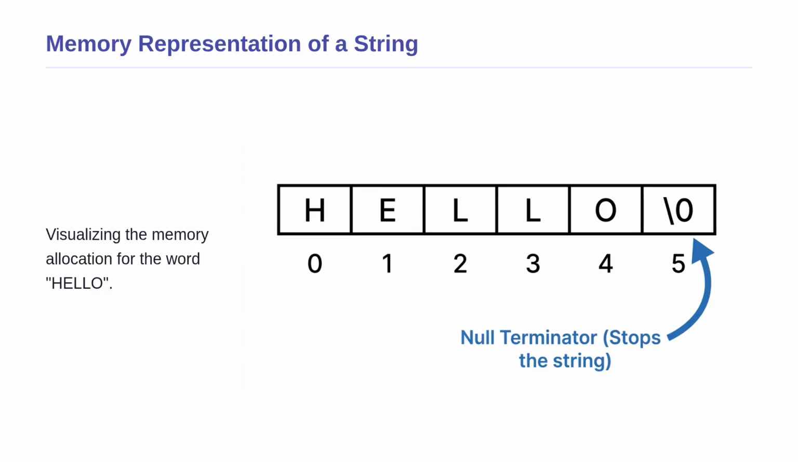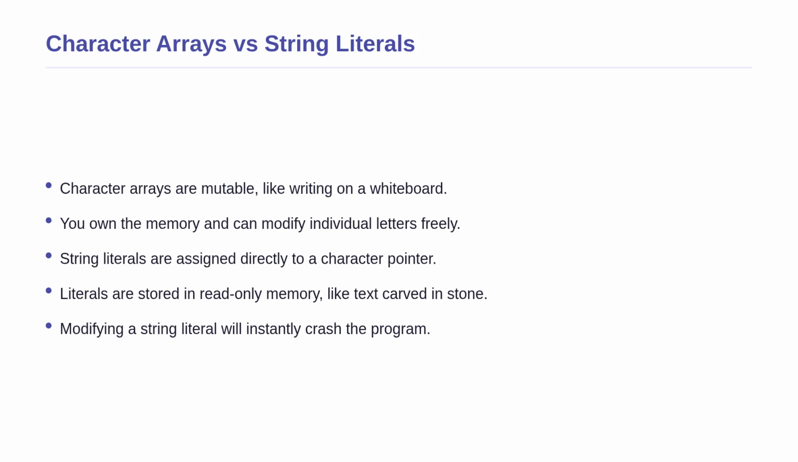Before we move on, let us see this with a concrete visual example. Here we see the memory representation of the word hello. Notice that while the word only has 5 visible letters, the array requires 6 slots, indexed from 0 to 5. The letters fill the first 5 slots, and the 6th slot at index 5 holds the null terminator. This hidden stop sign is what transforms a normal collection of characters into a valid string that the computer can safely process.